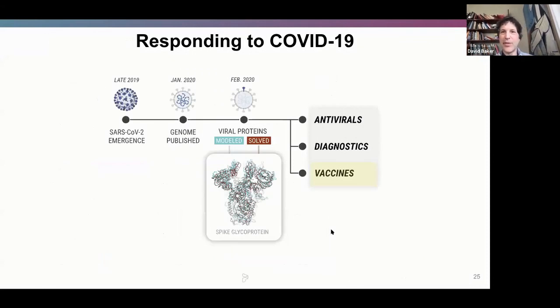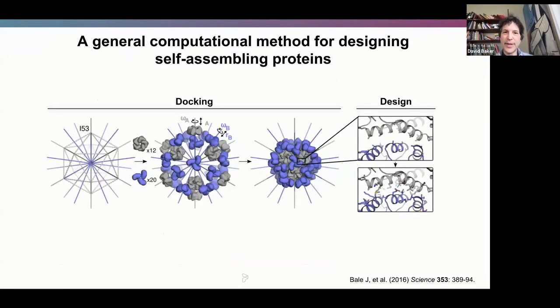And the third area that I wanted to tell you about in context of COVID is vaccines. So for a number of years now, we've been developing methods for designing self-assembling proteins, and much of the rest of my talk is going to be about self-assembly. And in particular, we have been developing a wide variety of polyhedral nanoparticles. And so the basic principle is to match the symmetry axes of a polyhedron.